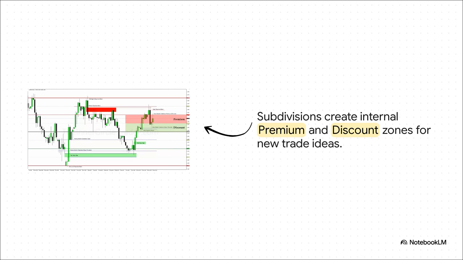Check this out. Even if the price is in the overall premium zone of the big range, it can still pull back into the discount part of that smaller upper quadrant. What does that mean? It means you can find amazing, high-probability long trades in an area that most other traders would just write off as being overbought. That's the kind of edge we're talking about here.